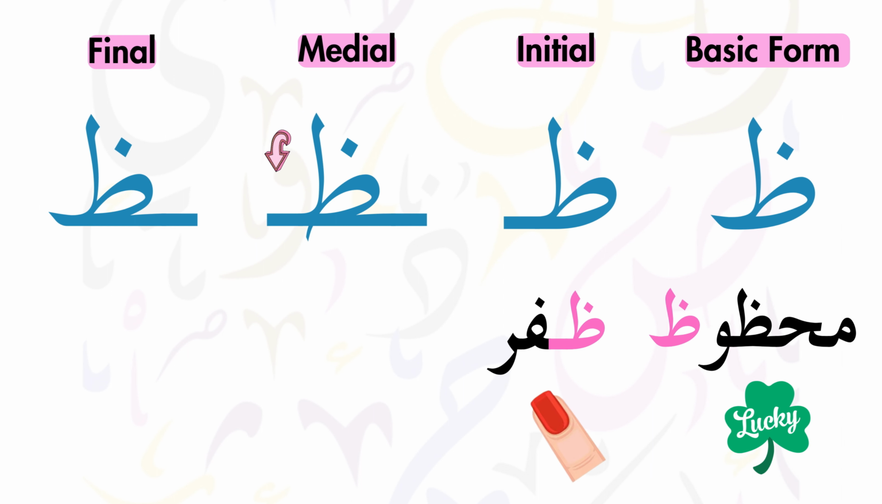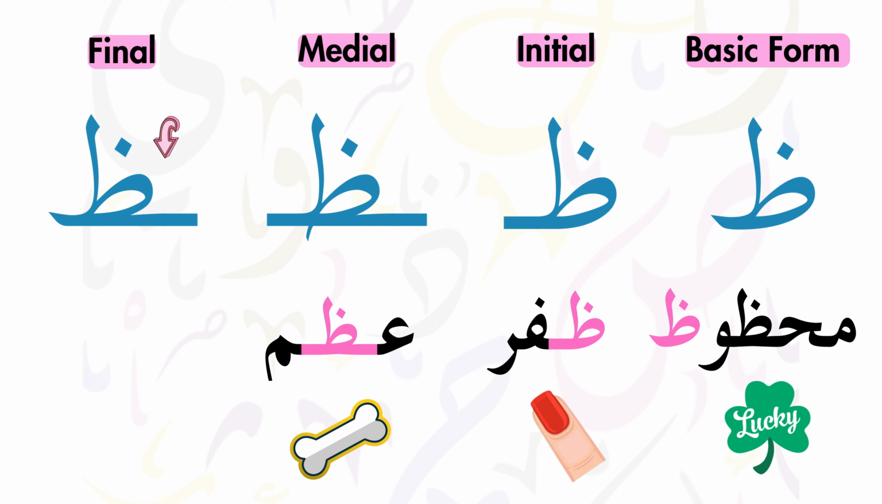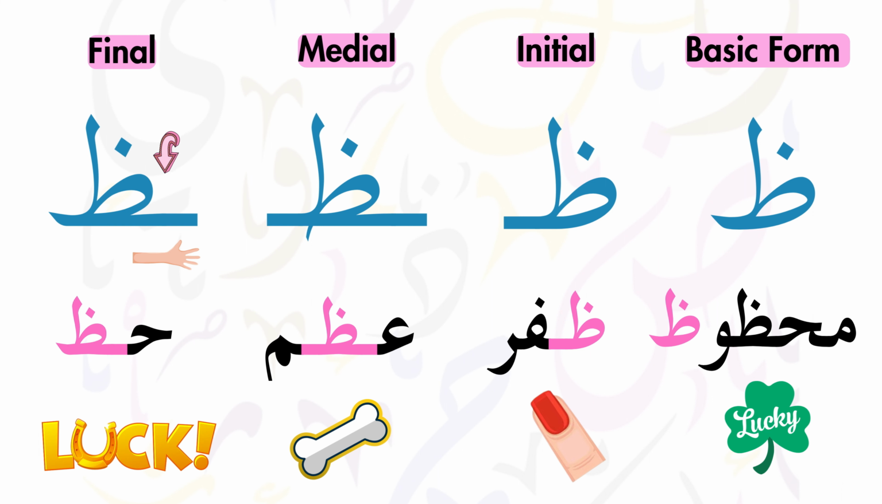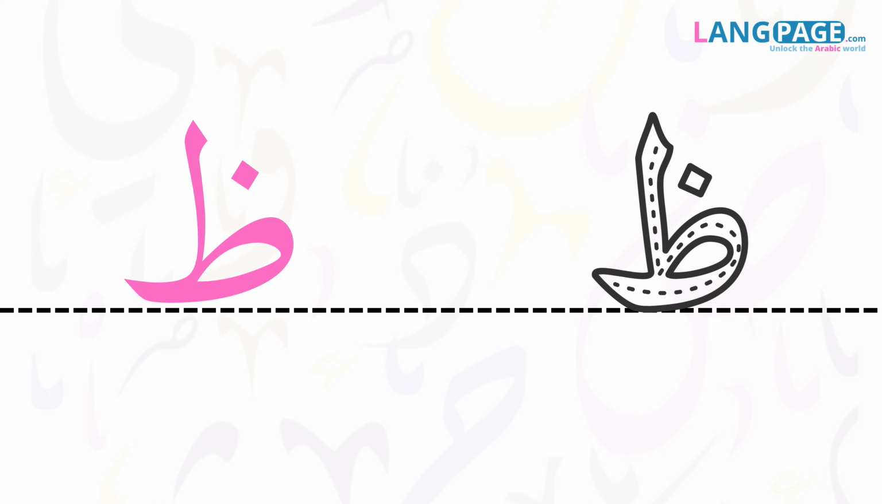Then the medial form, it has 2 hands from right and from left, like in the word عظم, which means bone. The final form is like the basic, but with one hand from the right, like the word حظ, which means luck. Let's write the letter Dhah.